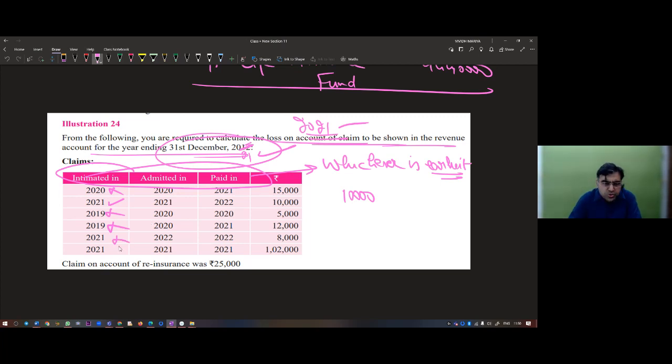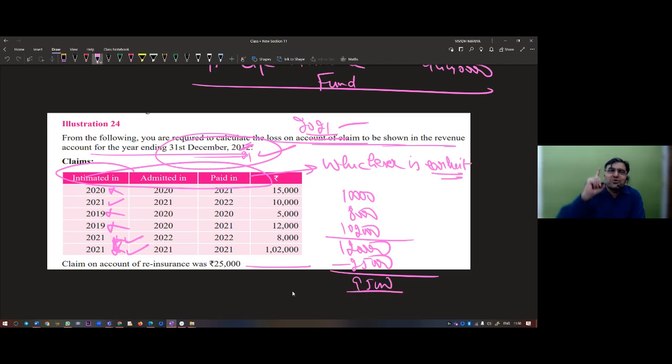21, yes, 21, yes, one is 8,000, one is 12,000. So the total expense is going to be 1,20,000. Less covered by the insurance, the answer is 95,000. It's beautiful. Do you agree? It's all intelligence. What do you say?